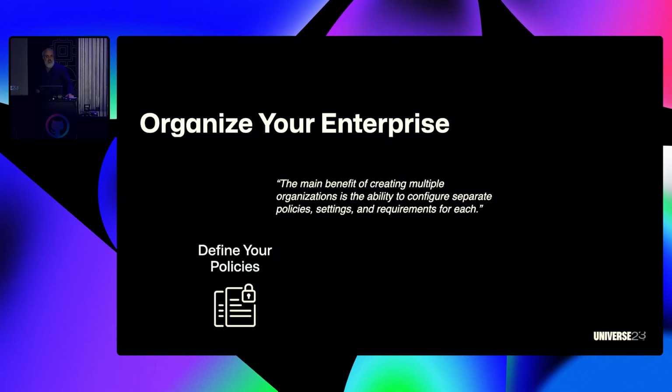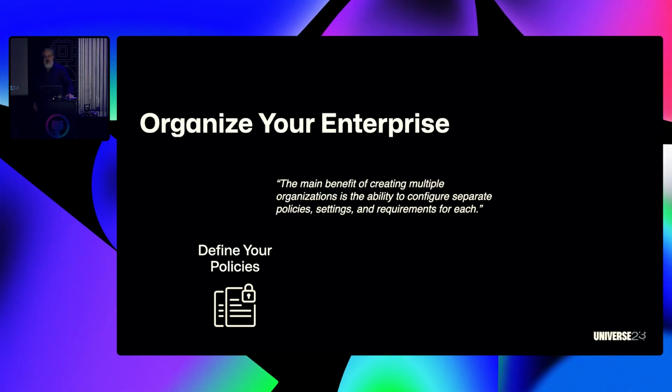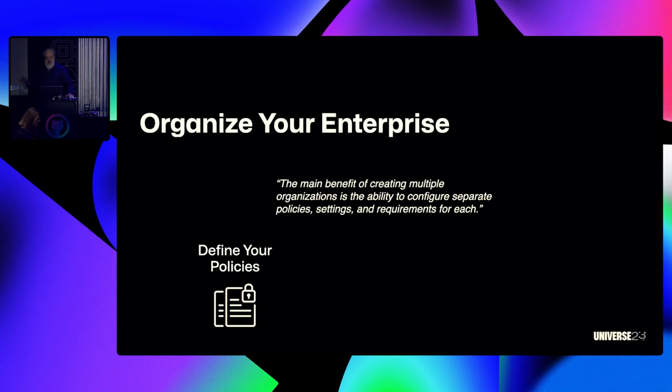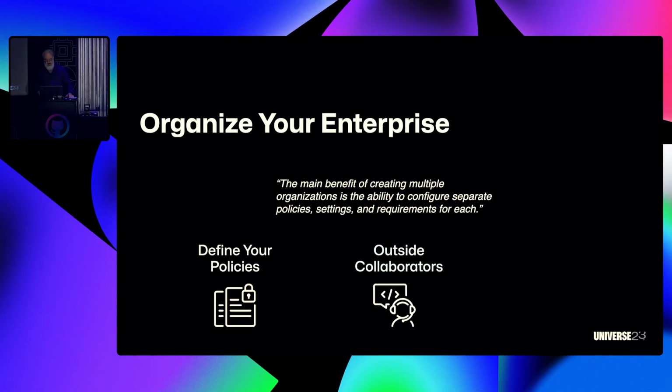Let's talk about organization. GitHub has an enterprise on github.com. And inside of that enterprise, we have a number of organizations, including our main organization, GitHub. The reason that we separate things out that way is so that we can apply a different set of policies, settings, and requirements. That's in line with the best practices that you can find in our documentation. And in fact, I've pulled this quote directly from that documentation.